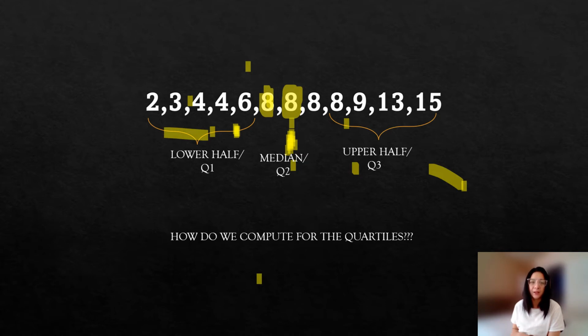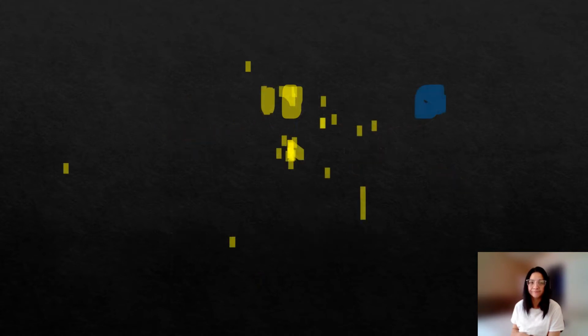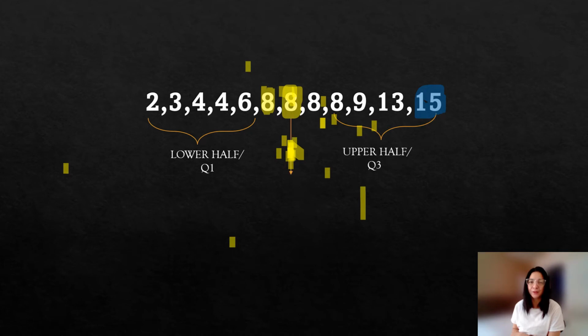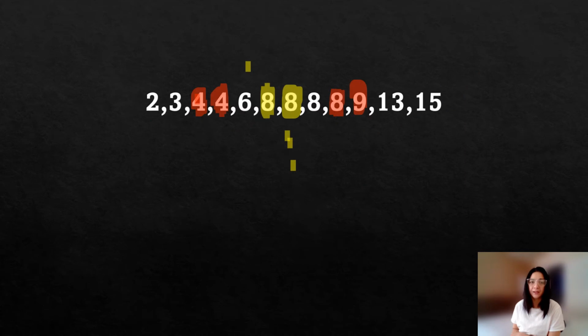All right, so how do we compute for the quartiles? Let's go into that. Before we start computing, I just want to emphasize on this number as well, which is also important, but it is the easiest to determine. Our number 15, which is our maximum or our Q4, right? So given again the same set of data, let's start to compute.